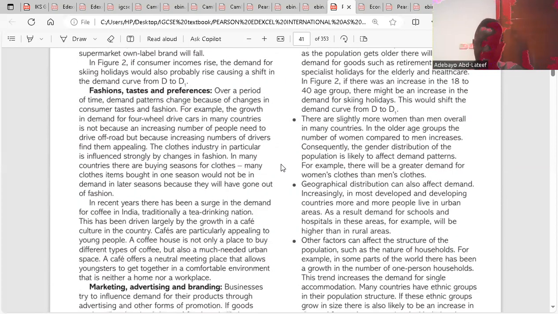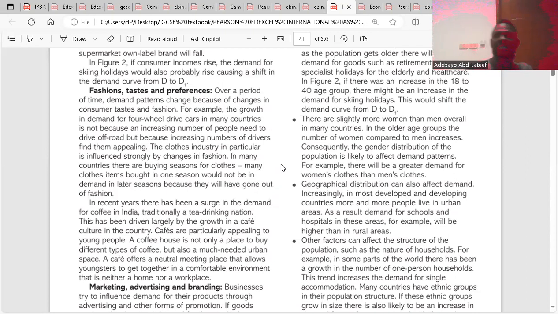In recent years, there has been a surge in the demand for coffee in India, traditionally a tea-drinking nation. This has been driven largely by the growth in the cafe culture in the country. Cafes are particularly appealing to young people. A coffee house is not only a place to buy different types of coffee, but also a much-needed urban space. A cafe offers a neutral meeting place that allows youngsters to get together in a comfortable environment that is neither a home nor a workplace.